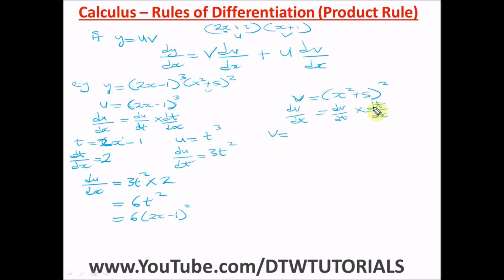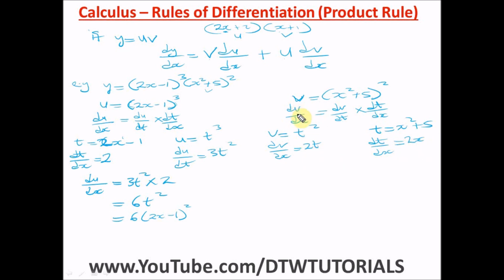V is equal to, definitely our t is equal to what? X squared plus 5. So v is equal to t raised to power what? 2. So dv dt is equal to 2t. Remember our rule here, this is a constant, so this will be a 0. So our dt dx here will be what? A 2x. 2 minus 1 would be x raised to power 1, which will still be x. And remember, you multiply this, so we have a 2x here.